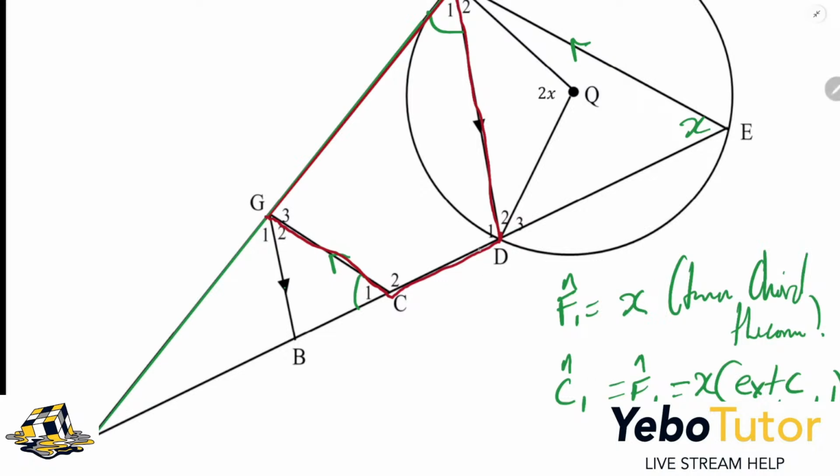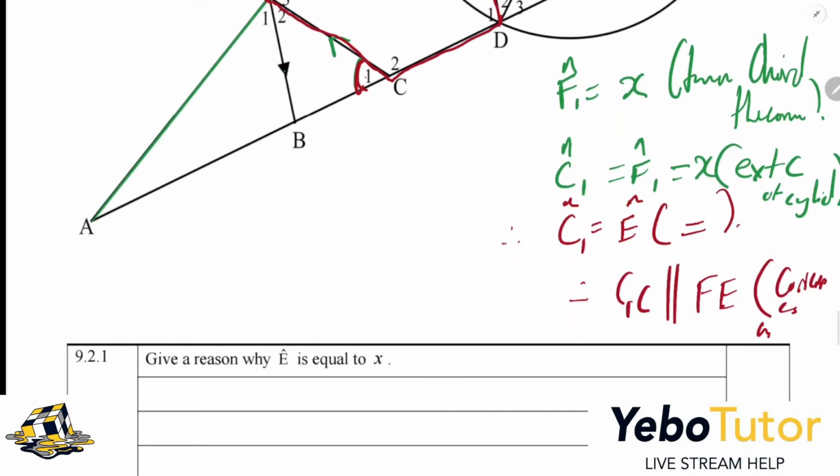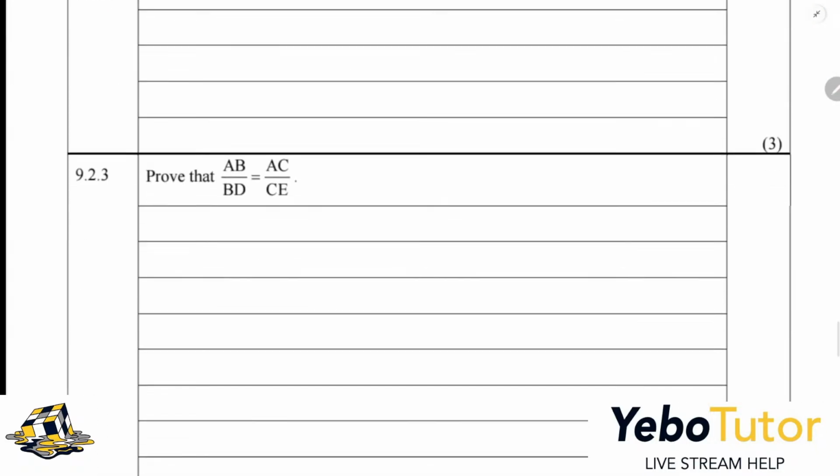So C1 is equal to this, which means they are corresponding angles. Therefore C1 is equal to this angle E here, which we are given. Now we can conclude that GC is parallel to FE. Why are they parallel? You can just say corresponding angles are equal, because that's how we prove it.